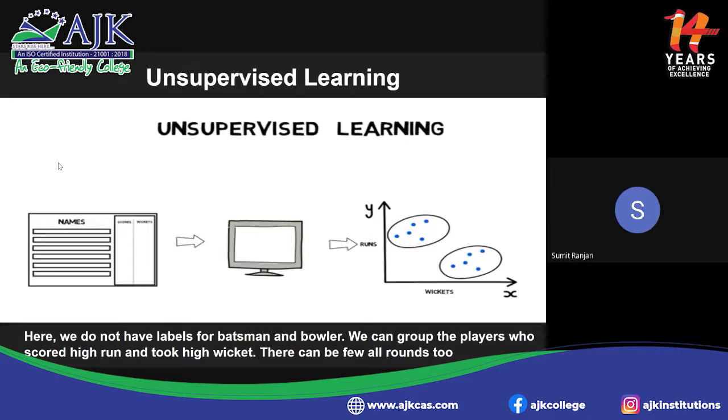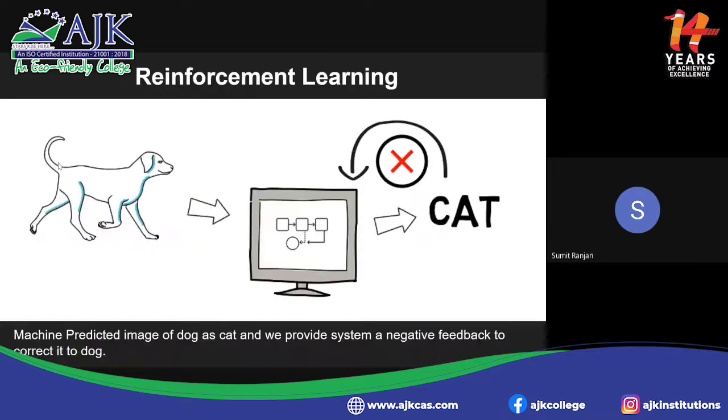Okay, let's move to the next topic. This is called reinforcement learning. I already talked about it. Let's say you have a model, you put in this dog image, and your model did not identify it correctly, it identified it as a cat. Now you give one negative feedback to your model and say this is not a cat, this is a dog. So the next time you send a dog, it will identify it as a dog.